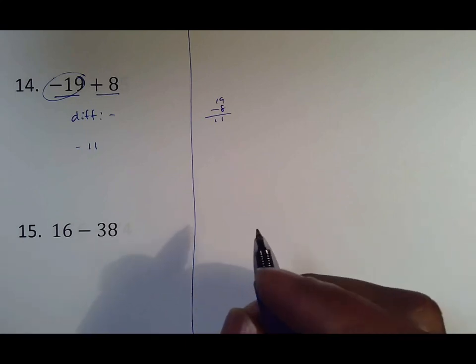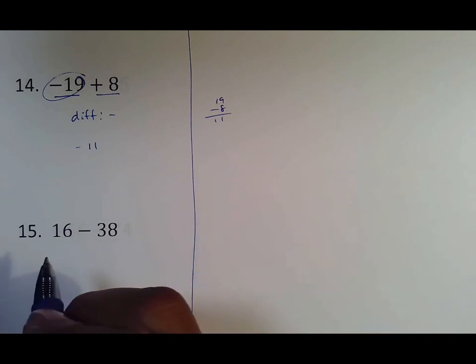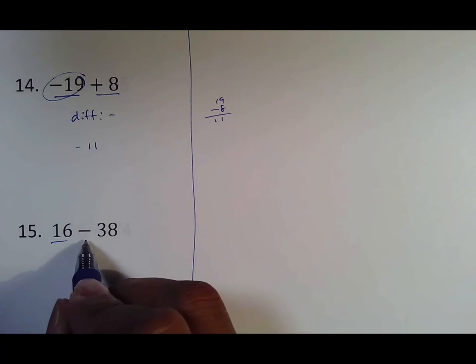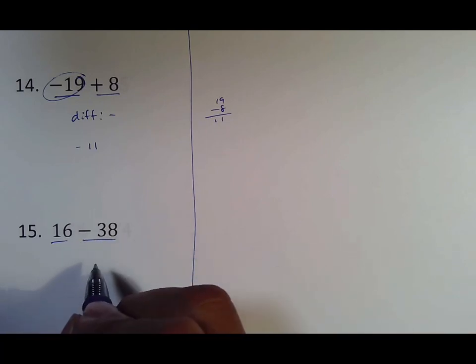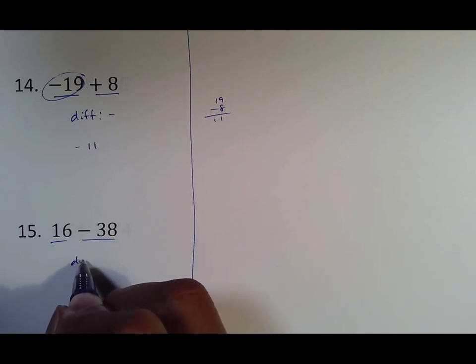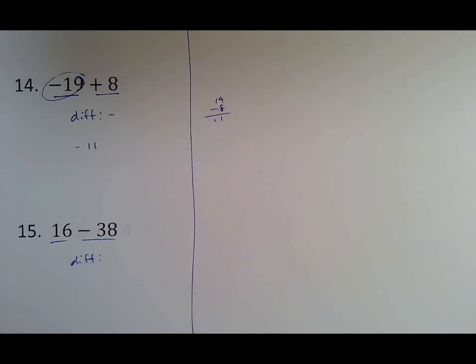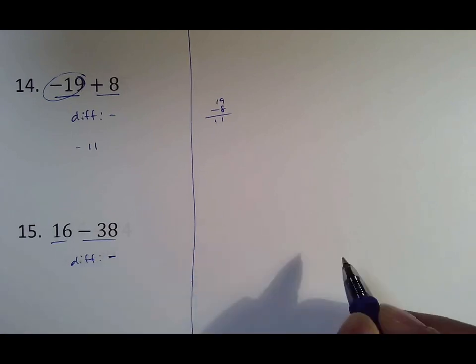16 minus 38. Let's see. This is a +16. It's a -38. So we're looking at different signs. If the signs are different, take a second to think about what you would do. Don't write it, of course, because you might be wrong, but take a second to think about what you would do. If you said subtract, that is good.